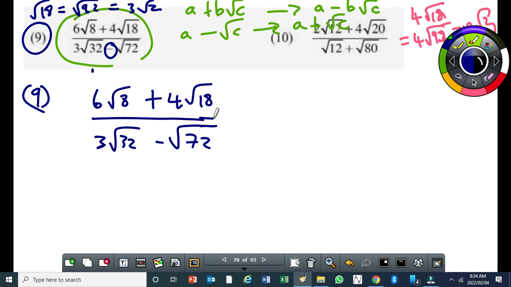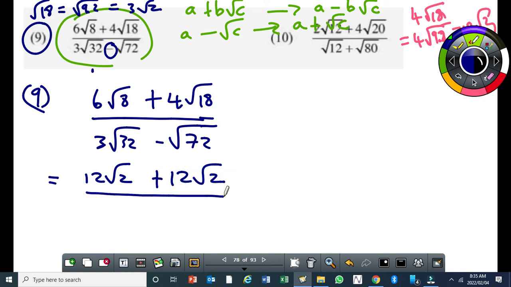The same throughout. So we actually made a decision about 6 square root of 8 in the last lesson, and it's 12 square root of 2. Right? Hopefully everyone is aware of it. And then 4 square root of 18 can be written as 4 times square root of 9 times 2, which means we can end up having another 12 square root of 2. All over.